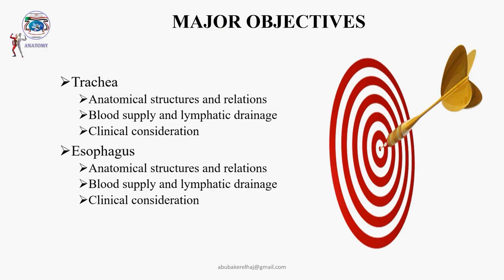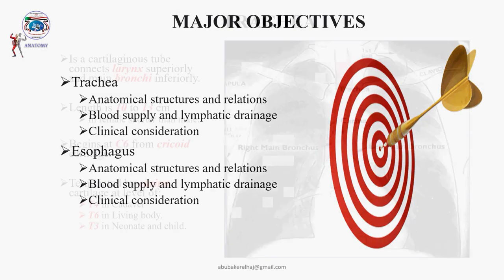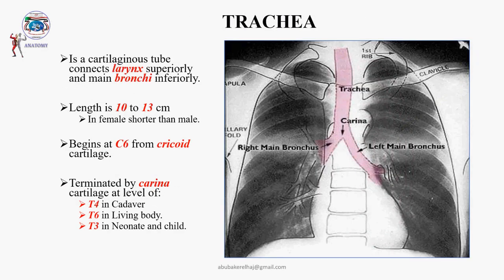For the trachea, we will talk about the major anatomical features and the most important relations related to the trachea, and also the blood supply, lymphatic drainage, and specific clinical considerations. And for the esophagus, we will also go through the anatomical features, blood supply, and the clinical considerations.